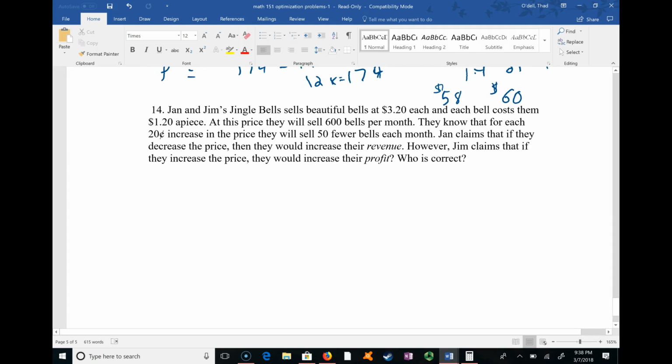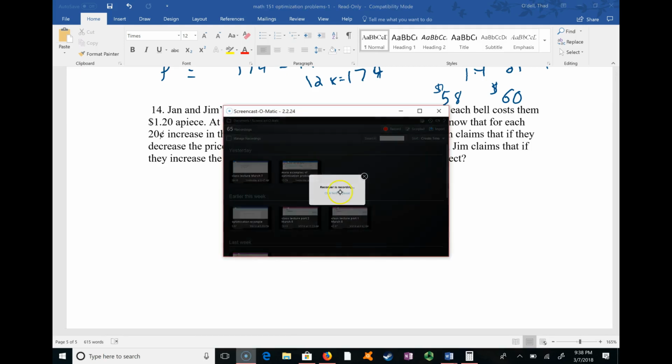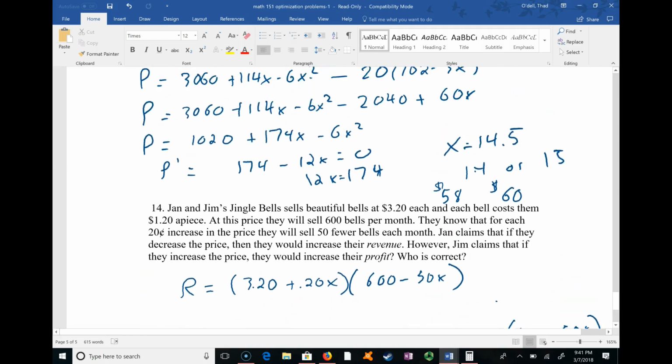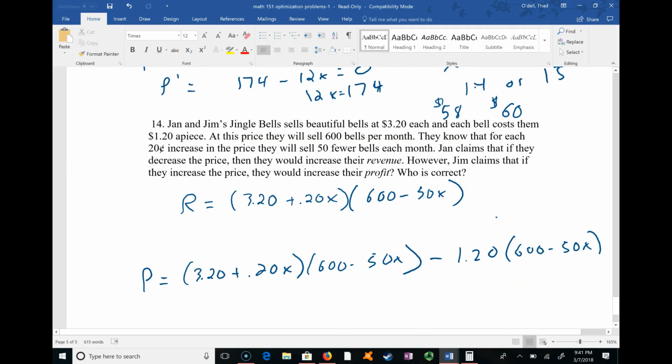Jan and Jim Jingle Bells sells beautiful bells at $3 each, and each bell costs them $1.20 a piece. So using a similar logic as to what we did up here, we wrote a revenue equation and a profit equation. So it's entirely possible these two claims could be right. It says Jan claims that if they decrease the price, then they would increase the revenue. However, Jim claims that if they increase the price, they would increase their profit. Who is correct? Well, if you increase your revenue, then you also are going to increase your profit.